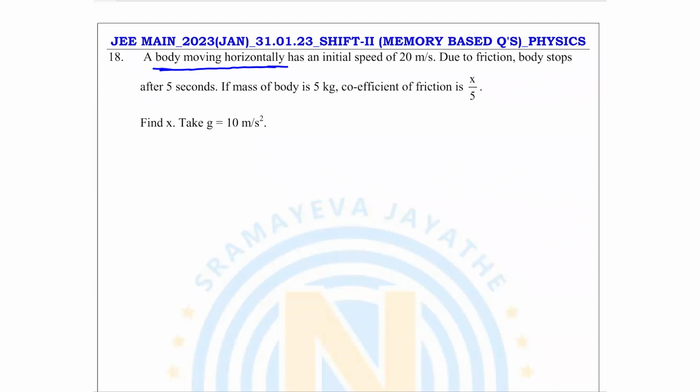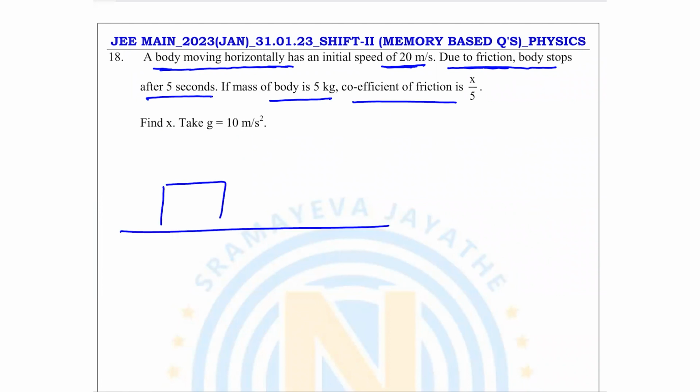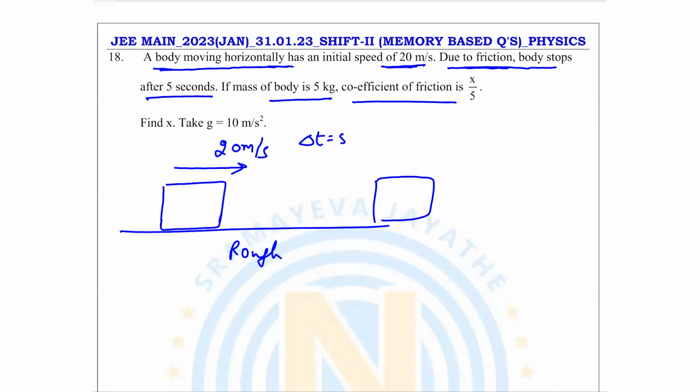There is a body which is moving horizontally with initial speed 20. Due to friction, the body stops after 5 seconds. Mass is given, coefficient of friction is x by 5. You have to find x. So the idea is, there is a body, some block which is sliding on a rough surface, and it stops after 5 seconds. So in a time interval of 5 seconds, velocity becomes 0. I can find acceleration from here. Using v is equal to u plus at, I'll get acceleration as minus 4 meter per second square.